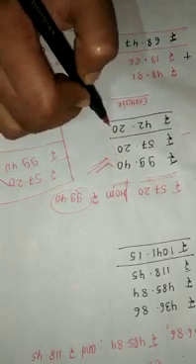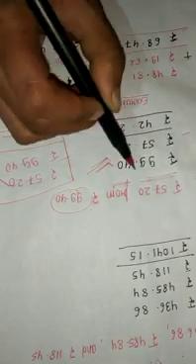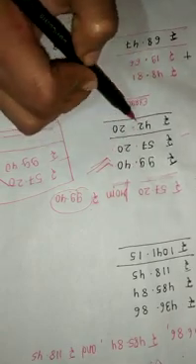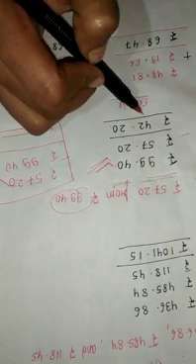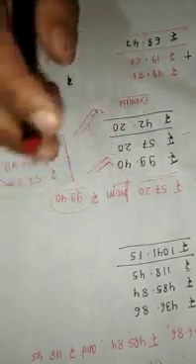And then we will do the subtraction as usual. 0 minus 0, 0. 4 minus 2, 2. Then we'll put down the dot. Then 9 minus 7, 2. 9 minus 5, 4. So in this way we will do the subtraction.